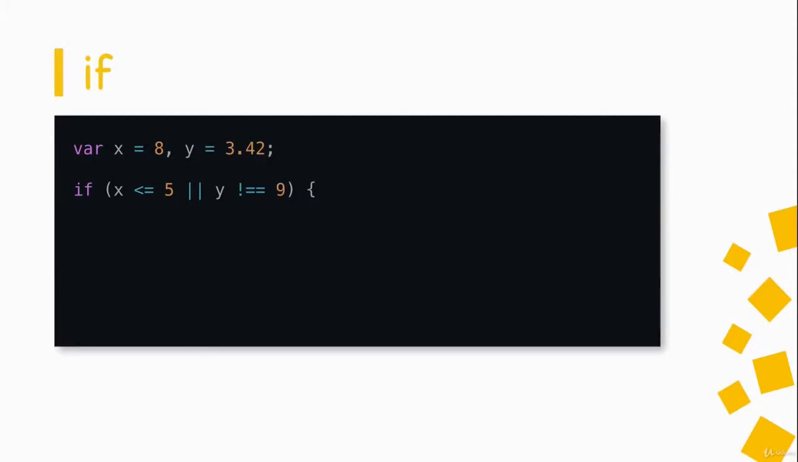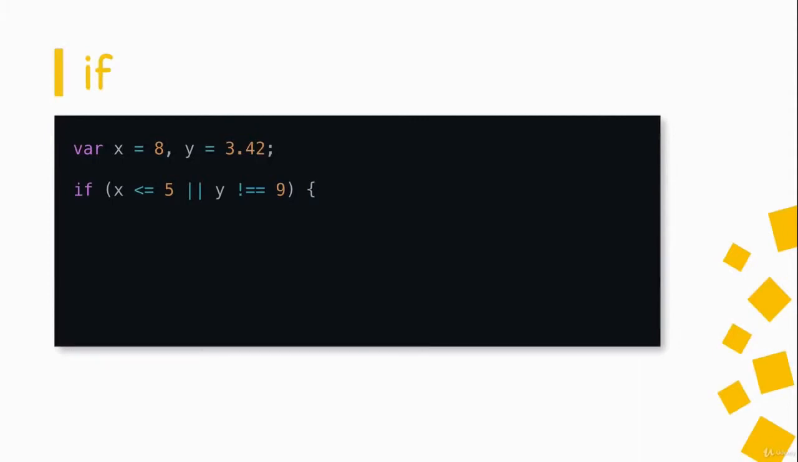So in this case, the first condition, which is x is less than or equal to 5, returns false, unfortunately, because x is equal to 8, and 8 is not less than or equal to 5. So x is less than or equal to 5 returns false. However, the second condition, y is not strictly equal to 9, does return true, because y is equal to 3.42, which is not equal to 9. So y, or 3.42, is not strictly equal to 9, returns true.